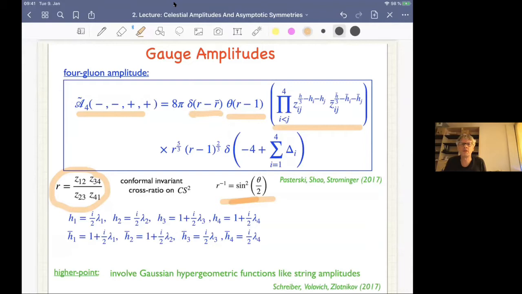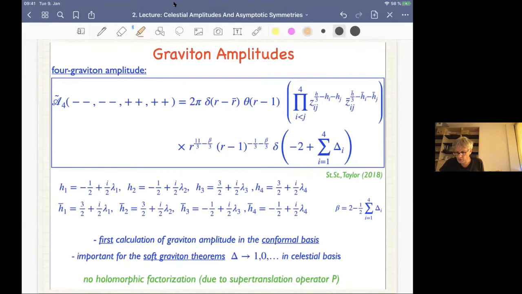So, I should say that you can also do higher point amplitudes, and that has been done in this work. Because you do all these multi-dimensional integrals, it looks a bit like string amplitudes, because hypergeometric functions enter. And then we can also do the graviton amplitudes. So again, you see it looks almost like the gluon amplitude, except we now have the delta function with a different argument, and I will come to what this argument means, or how we can switch between different delta function arguments.